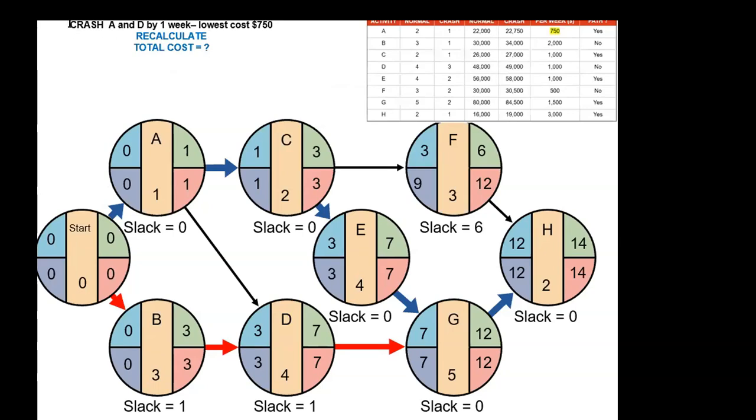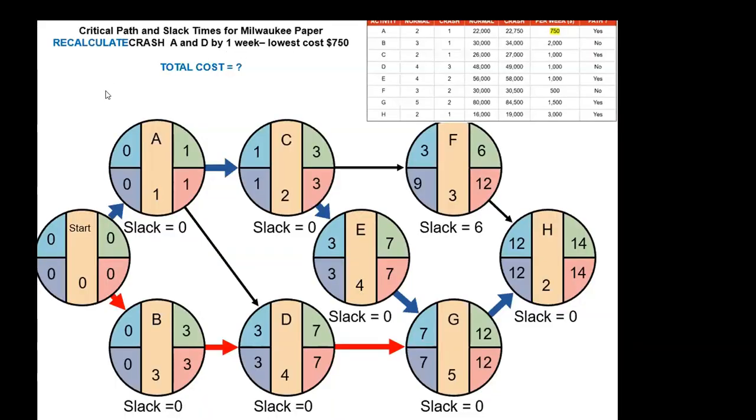Now, we're going to crash A and D by 1 week, one more week. The lowest cost here is $750. After reducing on A and D, we're going to recalculate everything. Okay, so we're recalculating everything, and I updated the slacks. And we can see that we have to have the recalculation down here. So we will recalculate after crashing.